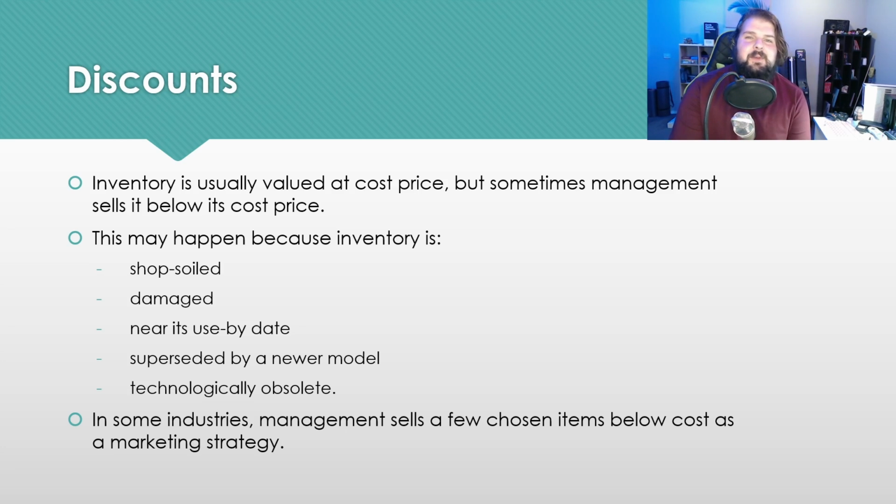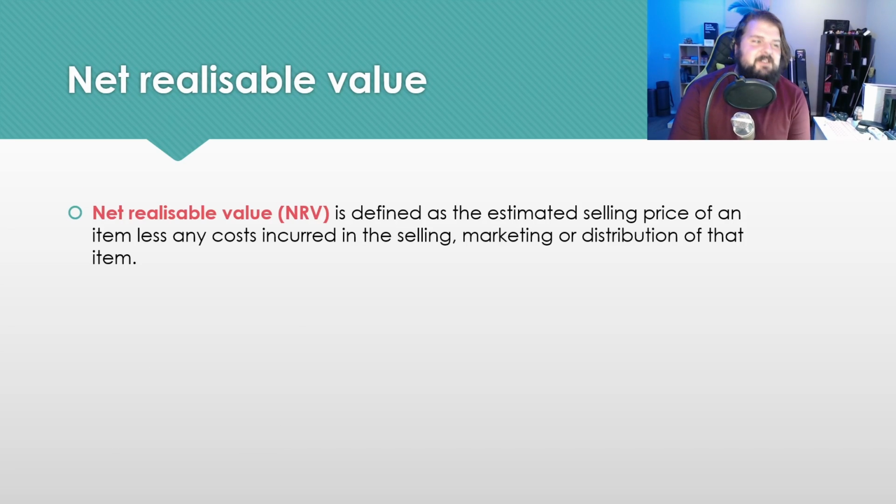Now, this is where we come up with the idea of net realizable value. So it's the total amount of value that we think we'll actually be able to get from our inventory. So strict definition that you need to write down: the estimated selling price of an item less any costs incurred in the selling, marketing, or distribution of that item. So I've got an example there, but when we're thinking about costs that we might apply, this could be shipping costs. It could be commissions that we pay to people selling it. It could be a whole host of things, but usually they'll be very specifically mentioned within the question.